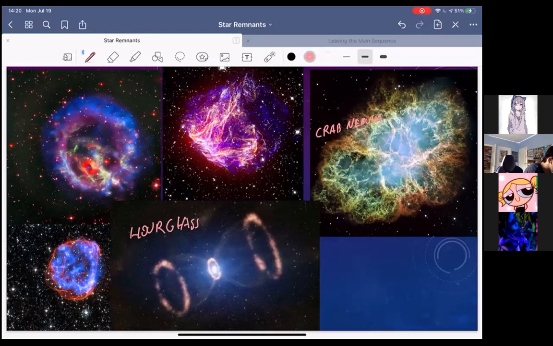And at the centers of all these, like right here, I'm not really sure, but it should be somewhere right there. At the centers of all these supernovas is one of two things. It's either going to be a neutron star or a black hole.